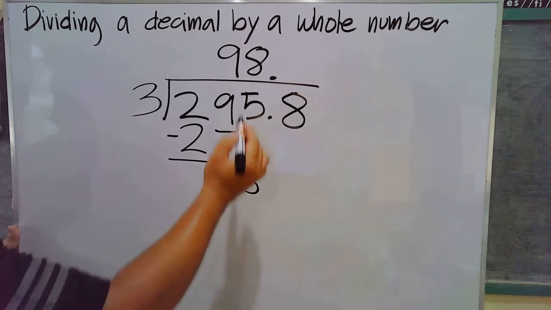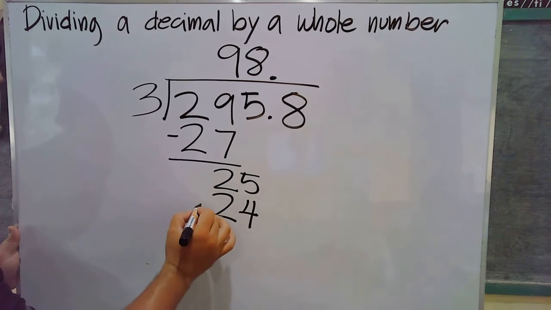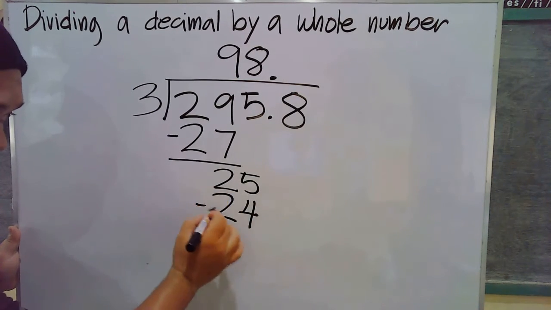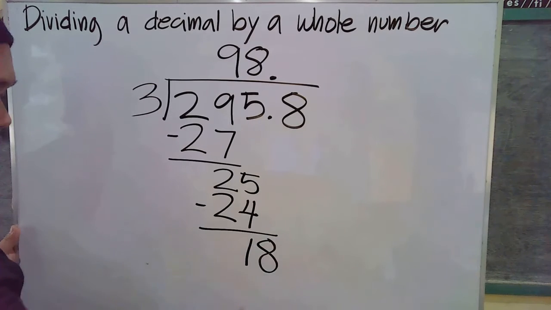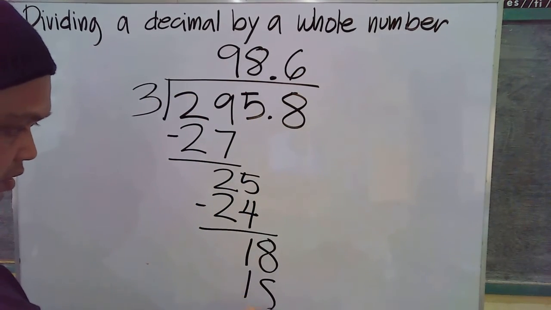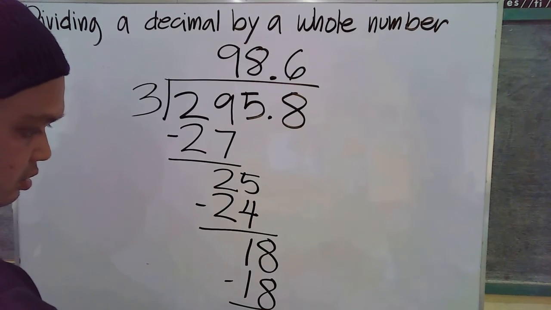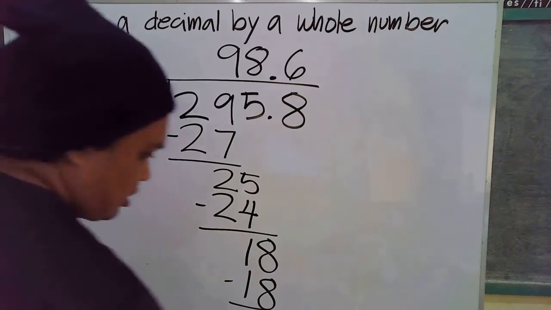And let's multiply. Now 8 times 3 is 24. And then subtract. 25 minus 24 is 1. And bring down 8. So we have 18. Now 18 divided by 3 is 6. So we have 6 here. Now 6 times 3 is 18. And 18 minus 18 is 0. So therefore, our answer is 98.6.